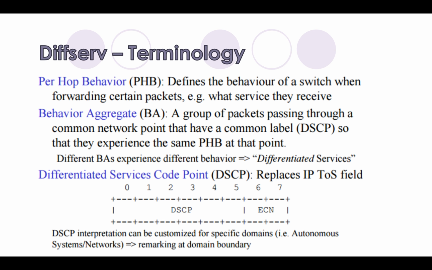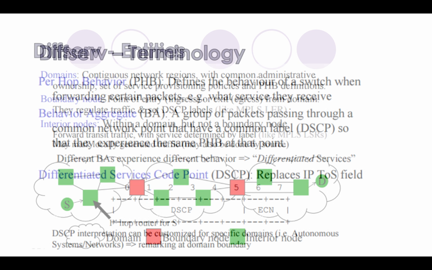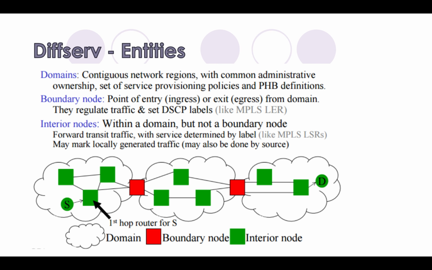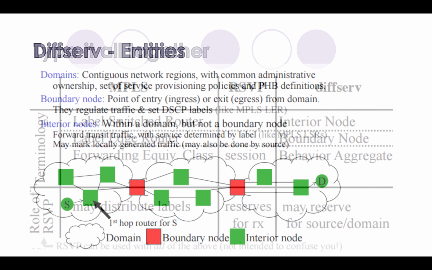And the terminology of DiffServ: per-hop behavior defines the behavior of a switch when forwarding certain packets. Behavior aggregate is a group of packets passing through a common network point that have a common label, and the differentiated services code point is replacing the IP TOS field. And the different instances are domains, boundary nodes, and entering nodes.